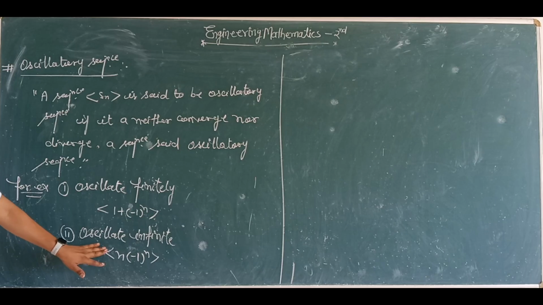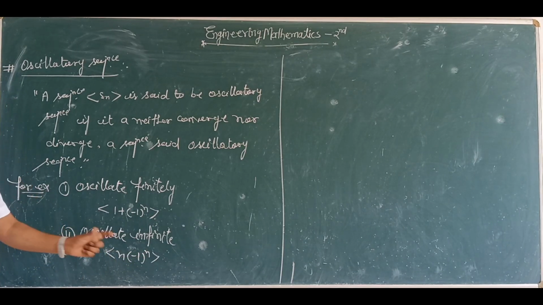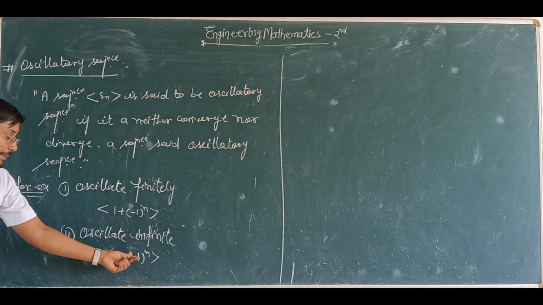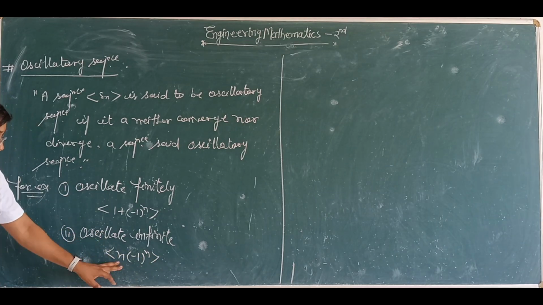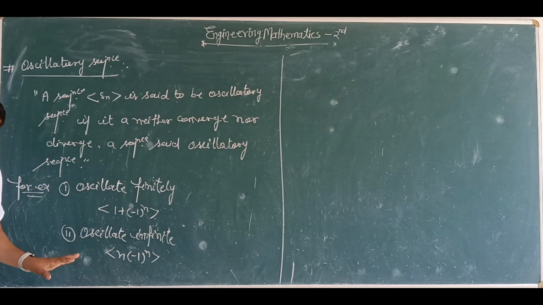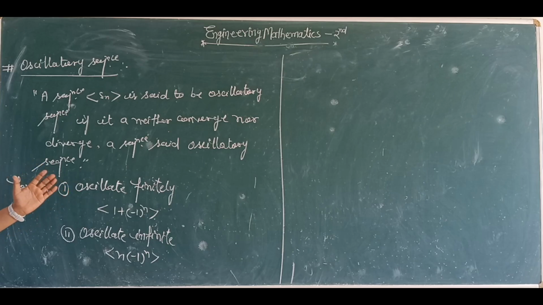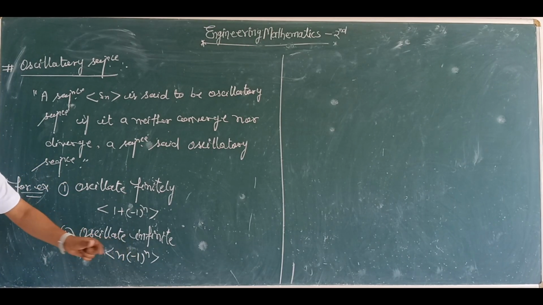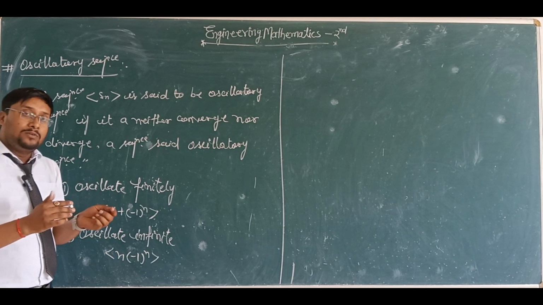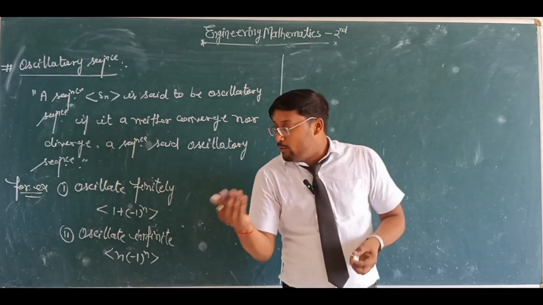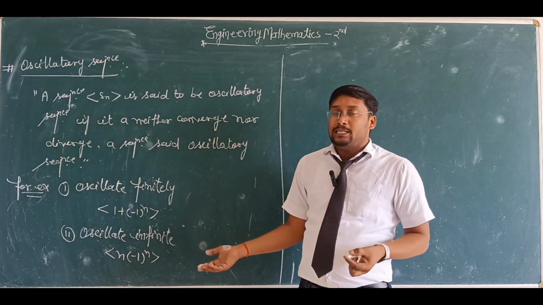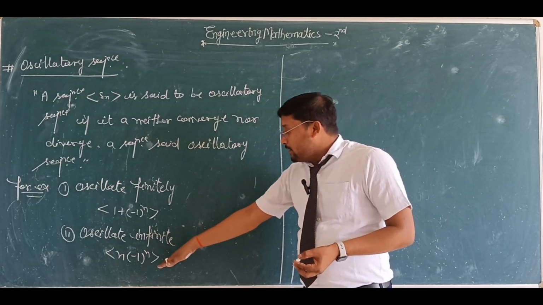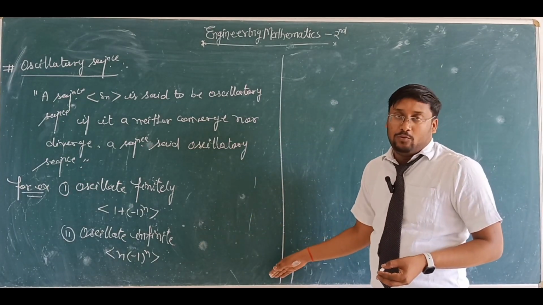Now the second is (-1)^n. When n equals 1, the value will be -1. When n equals 2, the value is 1. So the two values of this oscillatory function are 1, -1, 1, -1, 1, -1. Now again, putting n equal to 3, this means we are not defining the above function's limit.